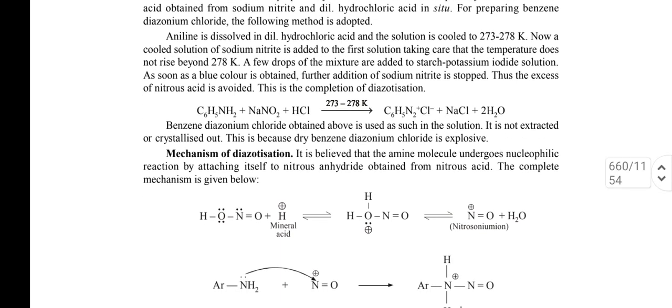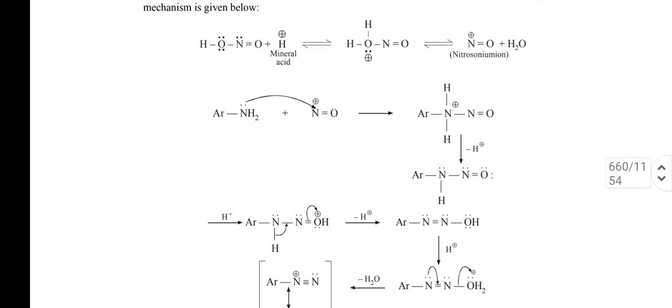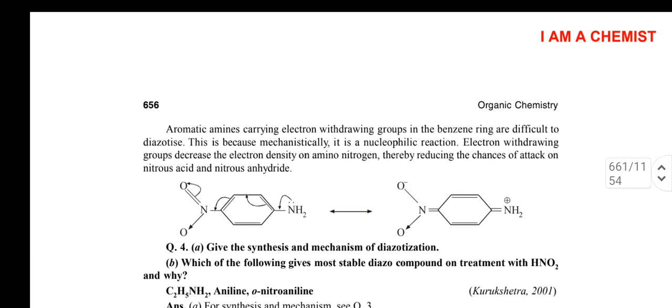Mechanism of diazotization. It is believed that the amine molecule undergoes a nucleophilic reaction by attaching itself to nitrous anhydride obtained from nitrous acid. The complete mechanism is given below. Aromatic amines carrying electron withdrawing groups in the benzene ring are difficult to diazotize. This is because mechanistically it is a nucleophilic reaction. Electron withdrawing groups decrease the electron density on amino nitrogen, thereby reducing the chances of attack on nitrous acid and nitrous anhydride.